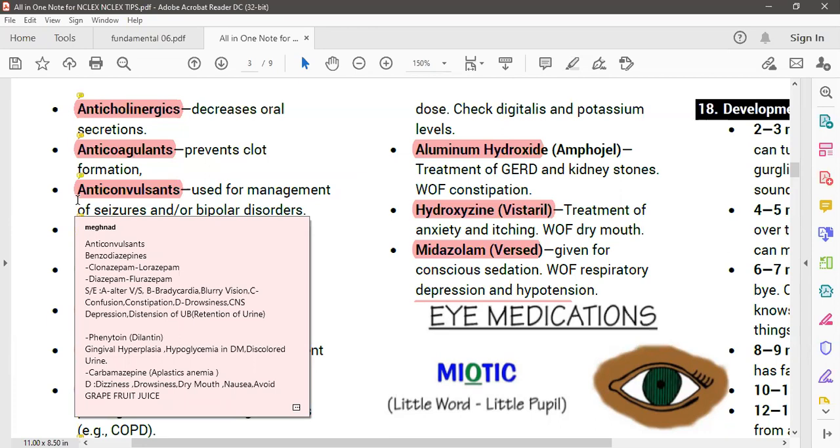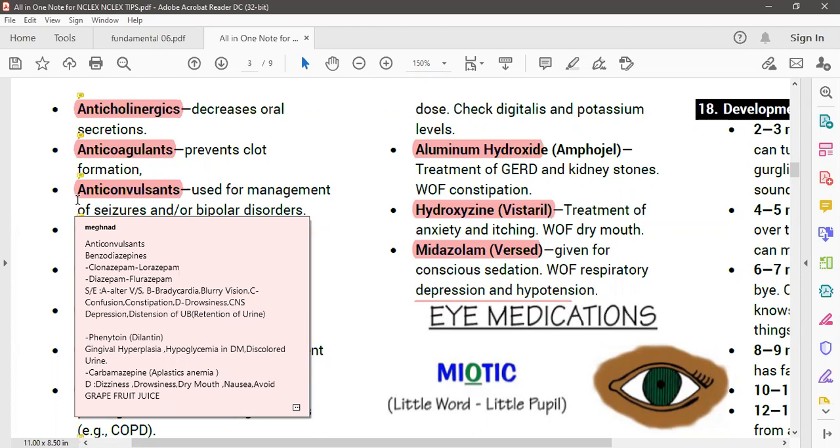They can cause, here I wrote it, the side effect is easier to remember: A, B, C, D, and E, right? A stands for alter the vital sign. They can cause bradycardia, they can cause hypotension. So vital sign will be altered. B stands for blurry of vision, and C stands for confusion, constipation.